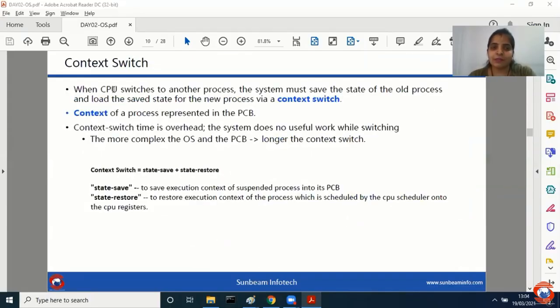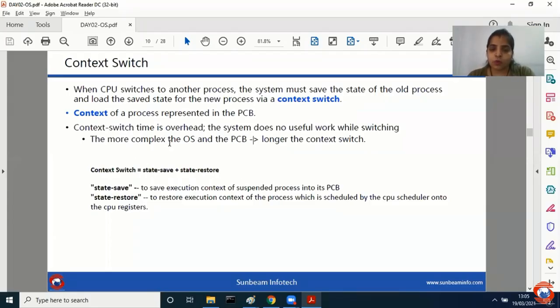So, when the CPU switches to another process, the system must save the state of the old process and then load the saved state of the new process. This is called a context switch. Context of a process is represented in the PCB. Context means अब उसका state क्या है, अब उसने क्या operation perform किया है, and so on and so forth. So the representation of any process inside your PCB is nothing but the context.